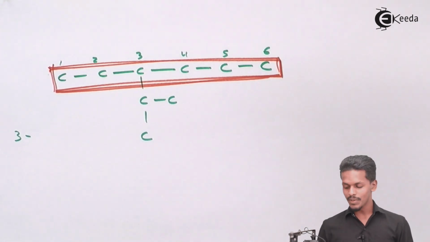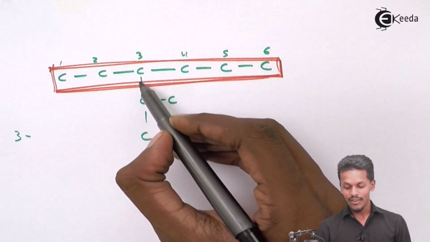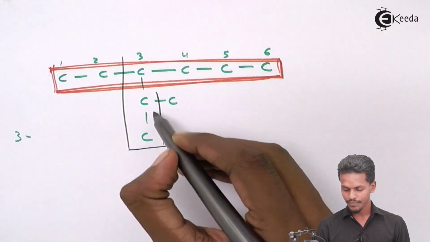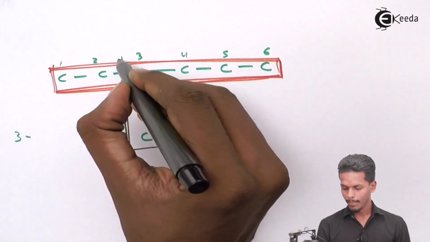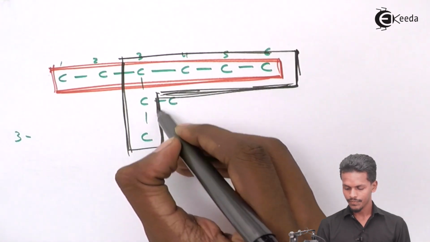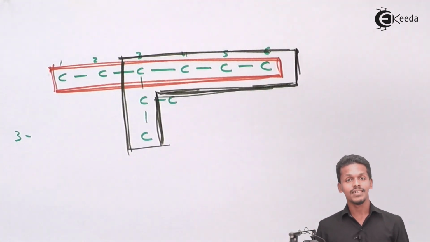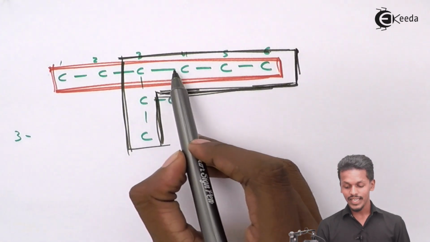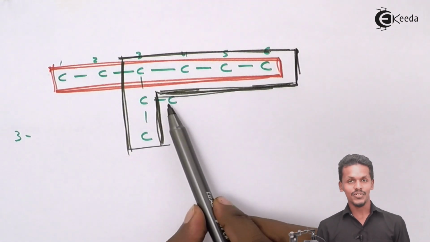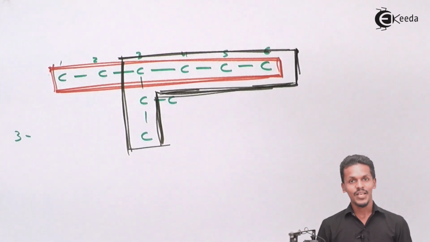Another example that I could do is I could choose this also, like 1, 2, 3, 4, 5, 6. Even this is what I could choose. So this is also a continuous chain which contains 1, 2, 3, 4, 5, 6 carbon atoms. And moreover, we could see that here also there is a branch. So what should we choose?